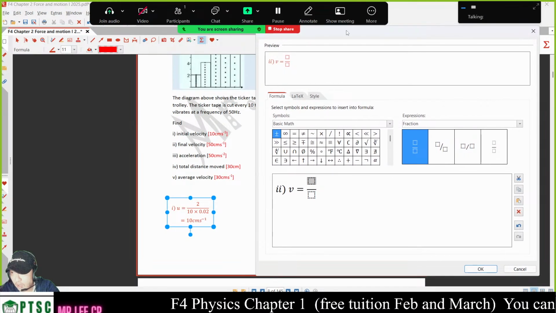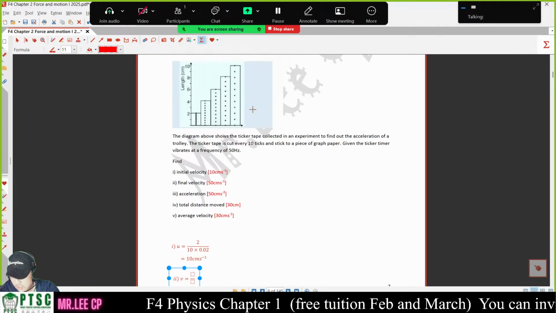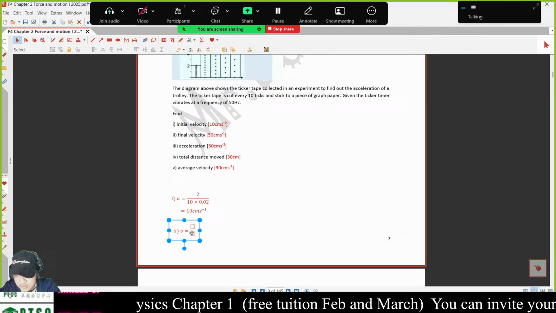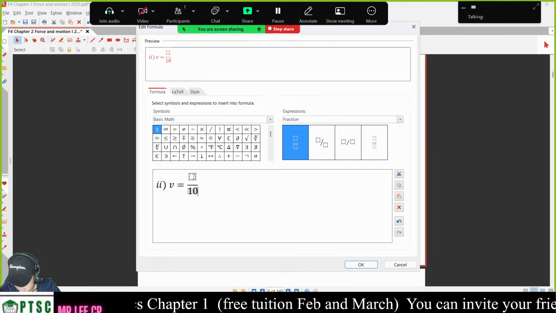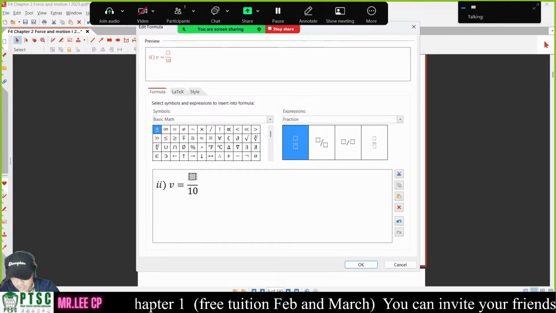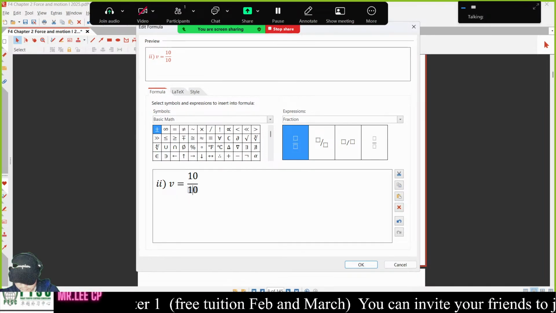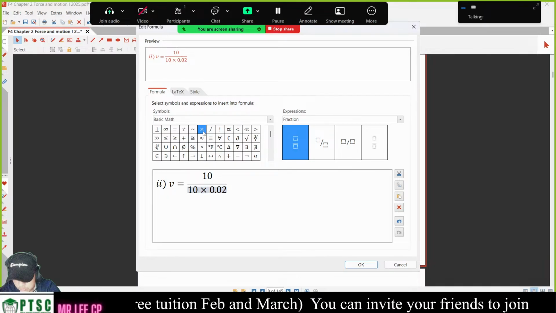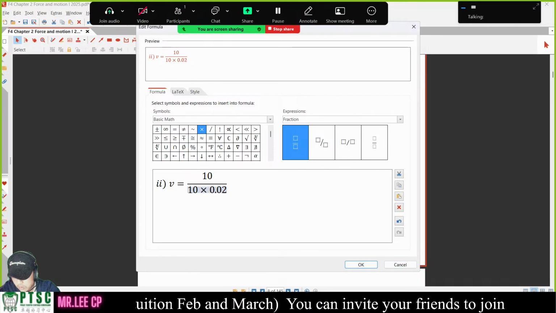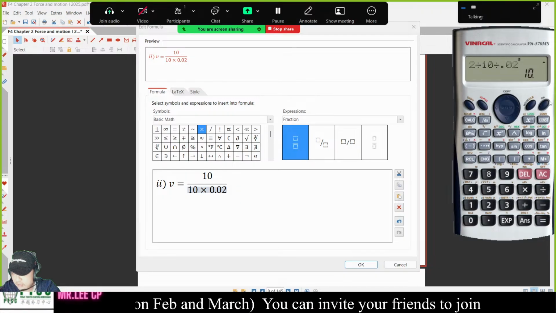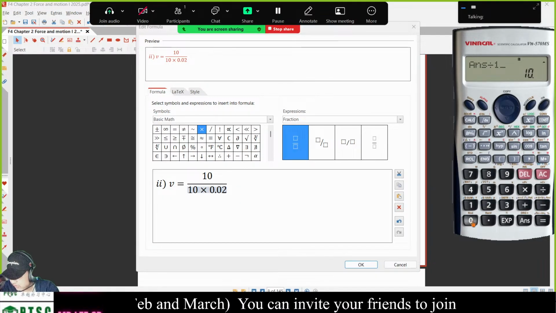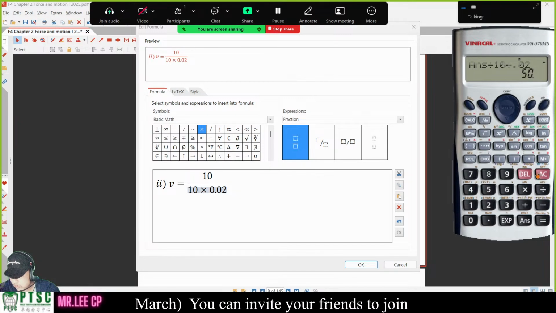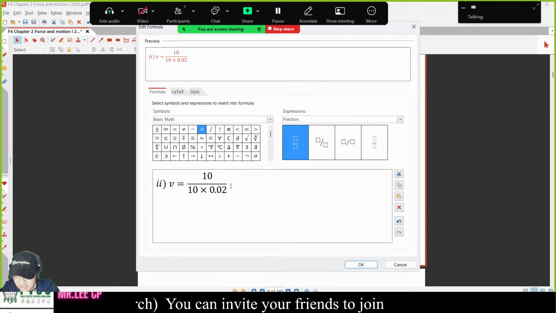So I want to know how long it is. So this one it is 10 cm. Alright, this one is 10 cm. 10 cm divided by 10 ticks, multiply by 0.02. 1 tick is 0.02. Okay, so 10 divided by 10 divided by 0.02. So how much do I get? I get 50.